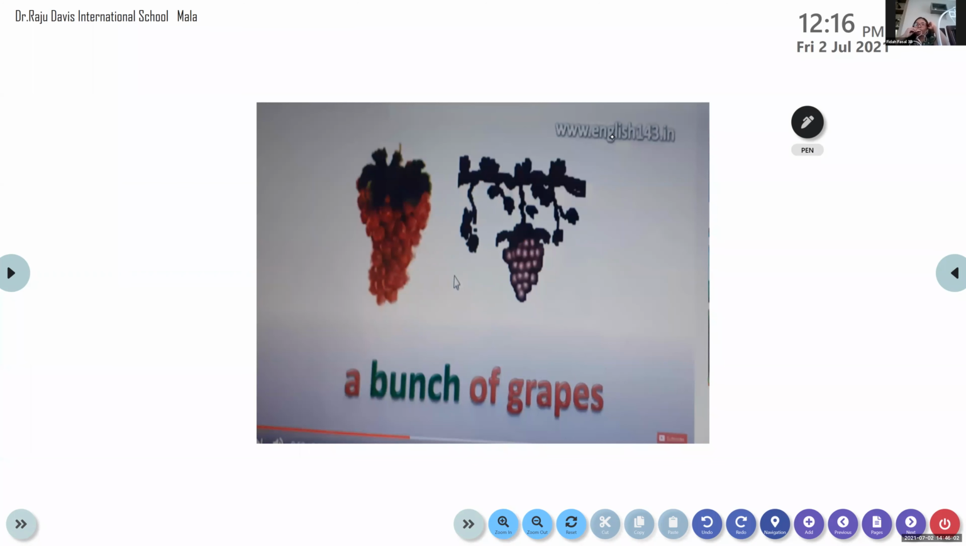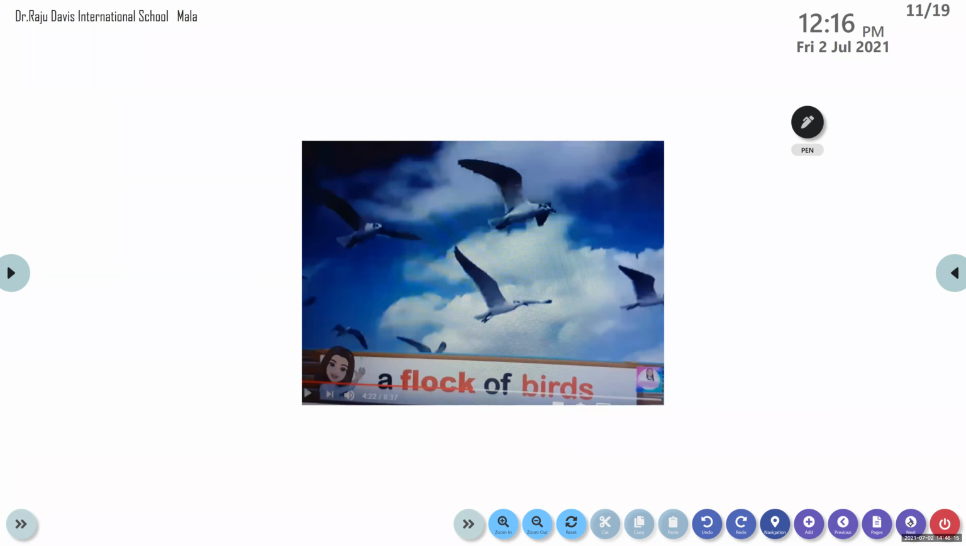Grapes. What do we call them here? It is a bunch. Bunch is a collective noun that refers to a group of grapes. Okay, we call it a bunch, a bunch of grapes. Now, all of you please listen. So we know it is a bunch of grapes.